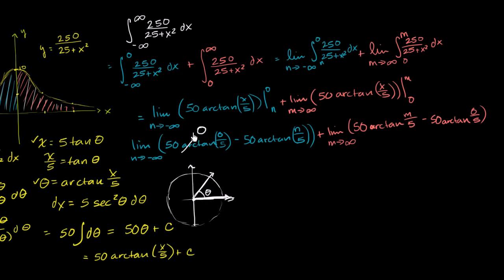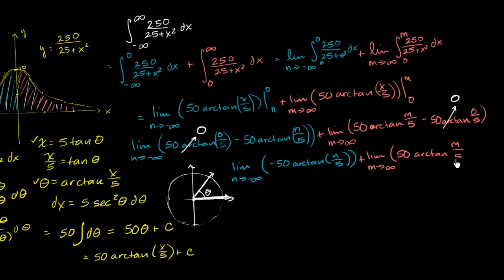So it's 50 times 0, that's just going to be 0. And we could also write that over here. This is just going to be 0. So what we're left with is the limit as n approaches negative infinity of negative 50 arctangent of n over 5 plus the limit as m approaches positive infinity of 50 arctangent of m over 5.